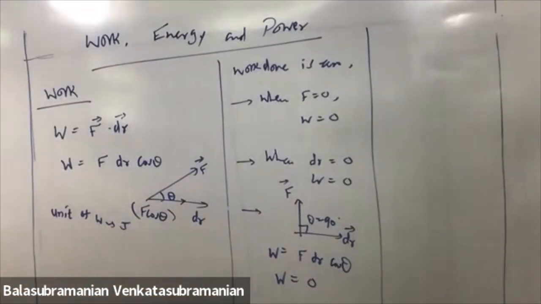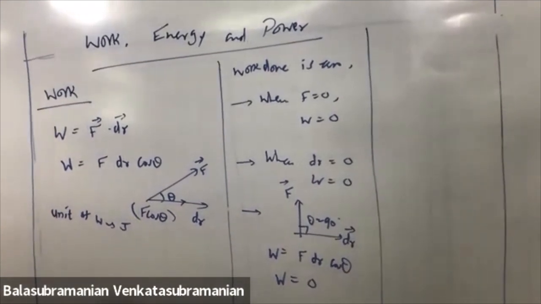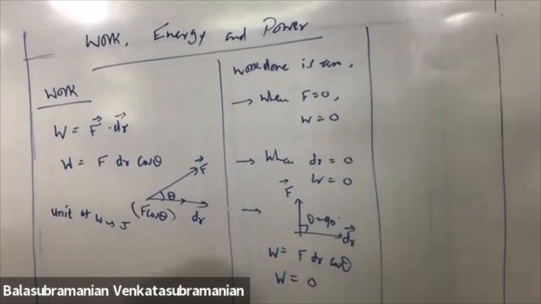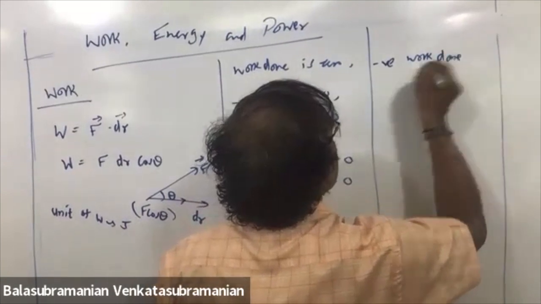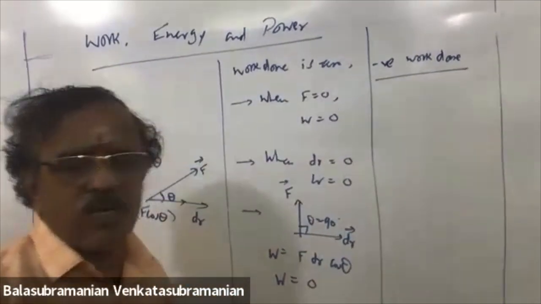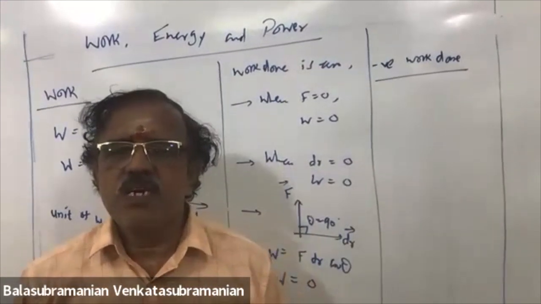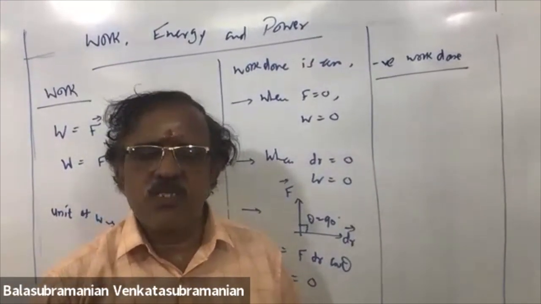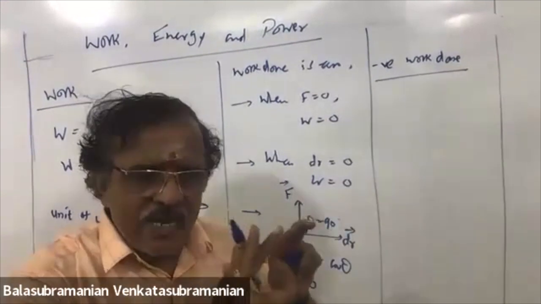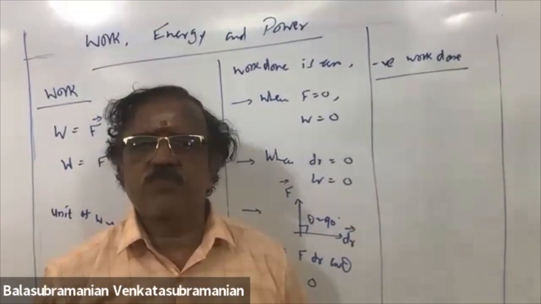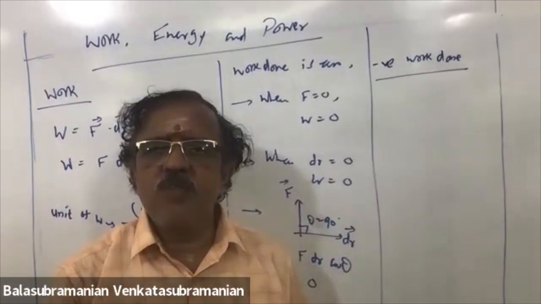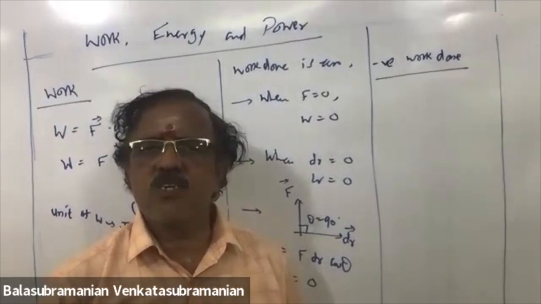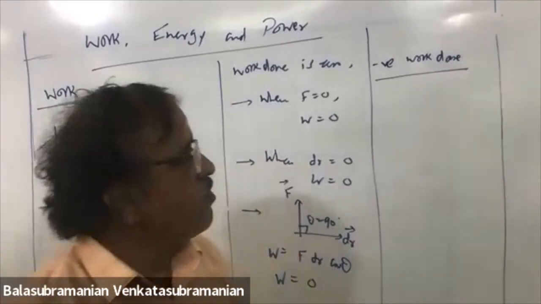And the next part is negative work done. Most of the examples we come across in our day-to-day life have theta equal to 0. That means when you apply a force, the body moves in that direction only, along the direction. So theta is equal to 0, W is equal to F dr, cos 0 is 1.